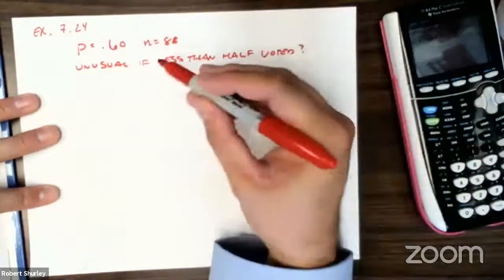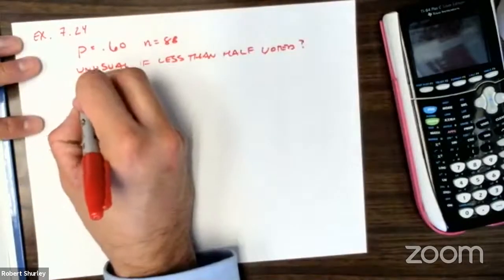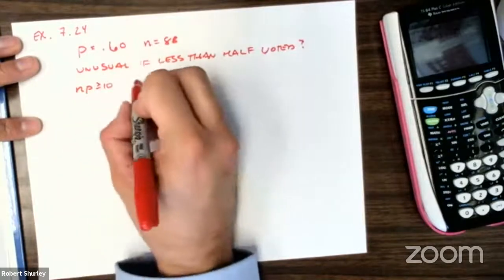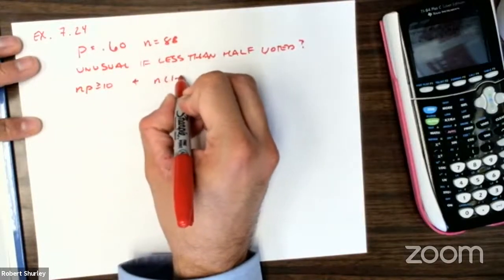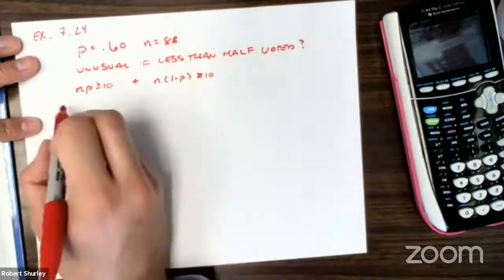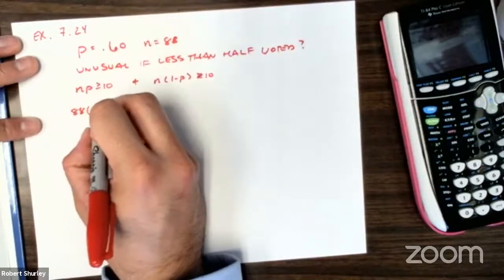Okay, so before we jump into this, let's make sure we can use the normal distribution. I've got to make sure N times P is greater than or equal to 10, and N times 1 minus P is greater than or equal to 10. So N, for this example, is 88. P is 0.6.